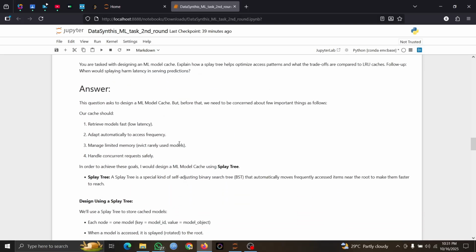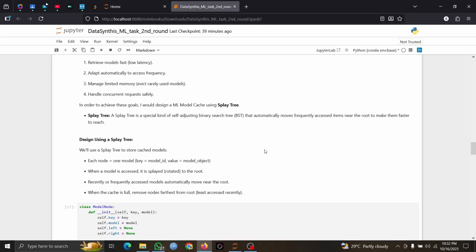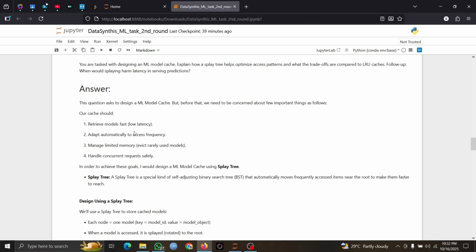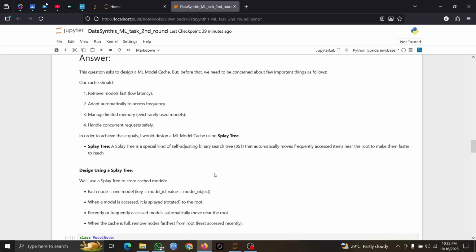Well, now the question is asked to design a machine learning model cache, but before that we need to think about a few important things about our cache. What should our cache do? It should retrieve models fast, providing low latency. It should adapt automatically to access frequency, manage limited memory, and handle concurrent requests safely.